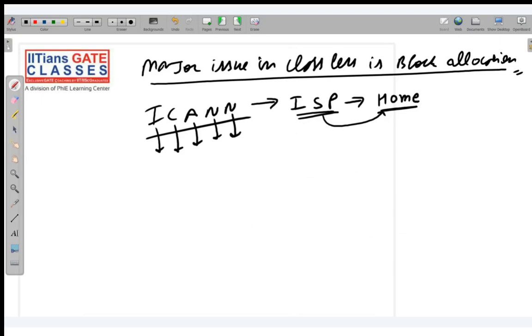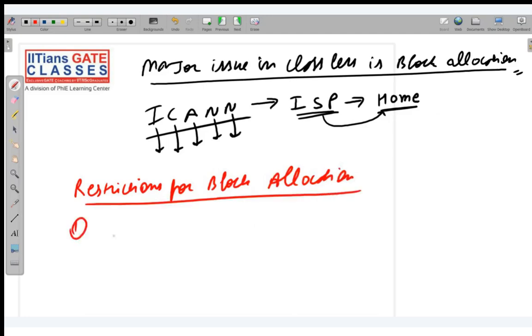Okay, so we have some restrictions. These questions have been asked in GATE, so I'm changing the color here. Restrictions for block allocation, very important. Directly they have been asked in GATE. The very first restriction is that the number of IP addresses demanded should be a power of 2.